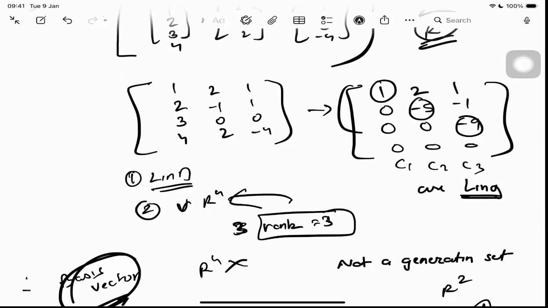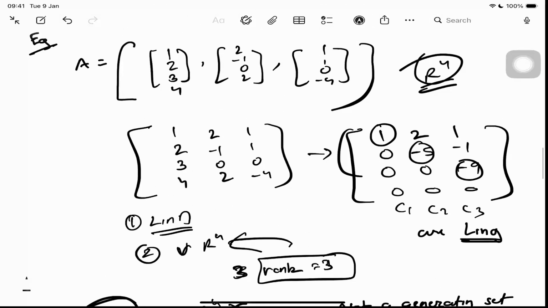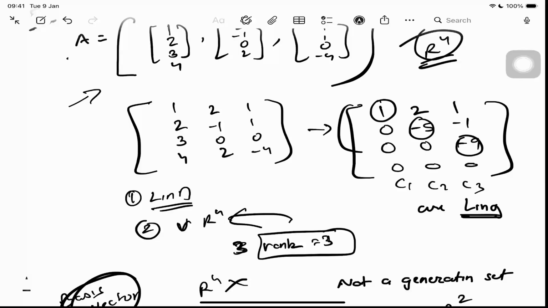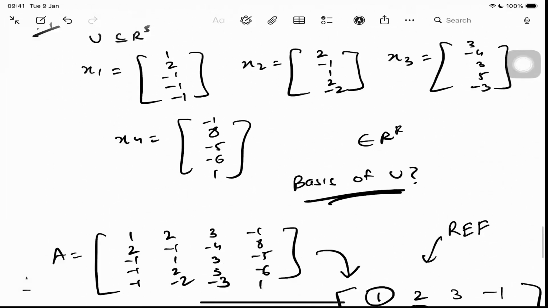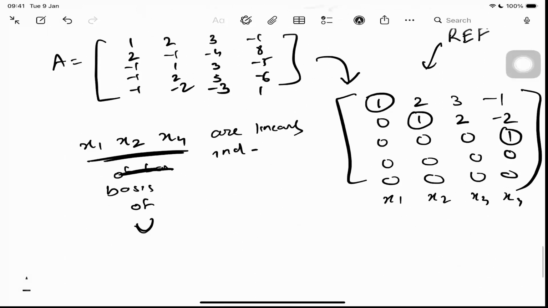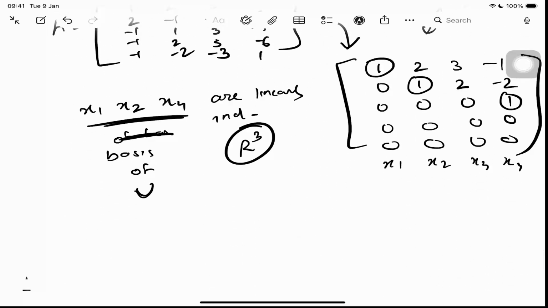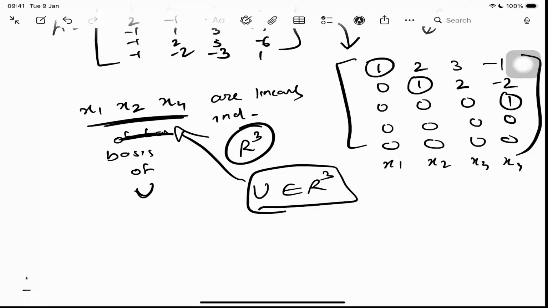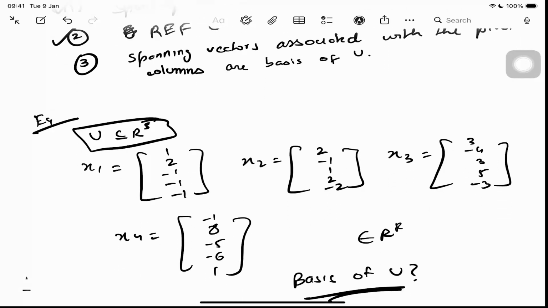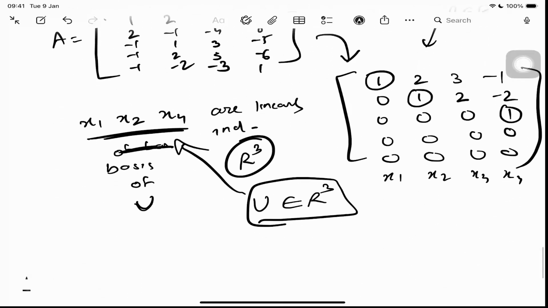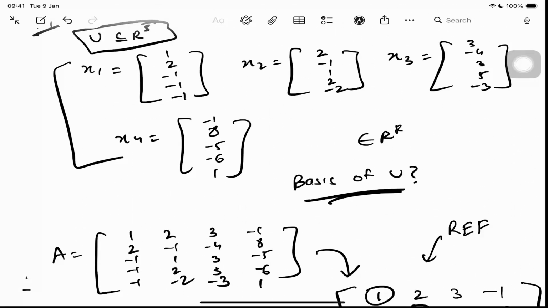Now again, some of you will think that in the previous example, which is this, here also we had all three columns independent, but then why didn't it form the basis of A? Because in that we were determining the basis of A, which was of a 4-dimensional space, right? But here we are determining the basis of U, which is a subset of a 5-dimensional space. So if I talk about R3, then for my U, which is a 3-dimensional space, we have the basis x1, x2 and x4.